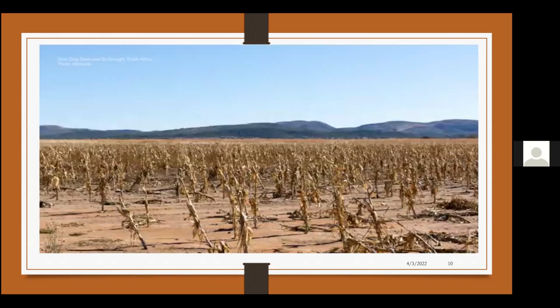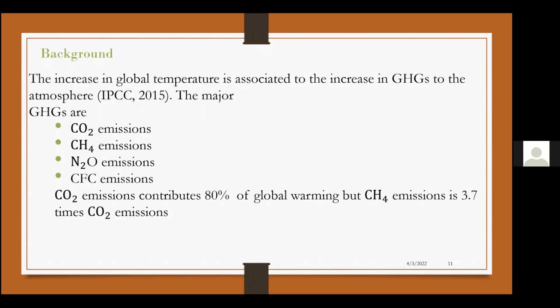So this is just a simple diagram to show what is taking place in some areas in South Africa. We are seeing drought affecting the situation so much, and because of that, there is a very huge problem. And the increase in global temperature is always associated with the increase of greenhouse gases in the atmosphere.